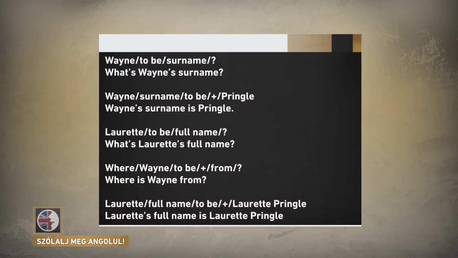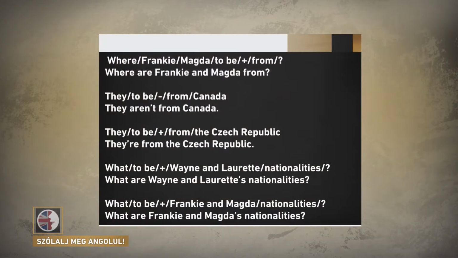Now let's complete the rest of the sentences and questions. What's Wayne's surname? Wayne's surname is Pringle. What's Laurette's full name? Where is Wayne from? Laurette's full name is Laurette Pringle. Where are Frankie and Magda from? They aren't from Canada. They're from the Czech Republic. What are Wayne and Laurette's nationalities? What are Frankie and Magda's nationalities?